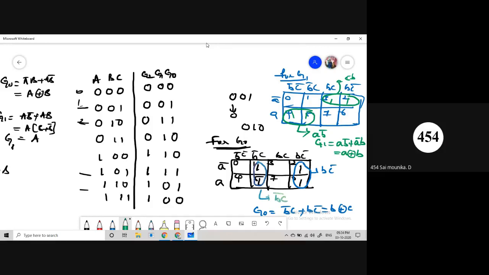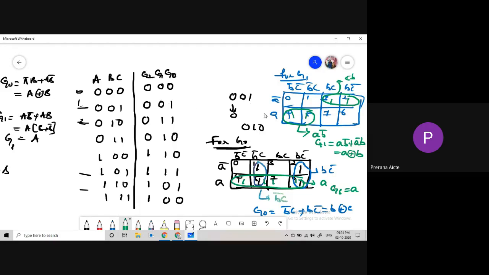G2: 4, 5, 6, 7. So we are taking these 4 terms, and we are getting A only, right? So G3 is equal to A. Now we are going to the construction.